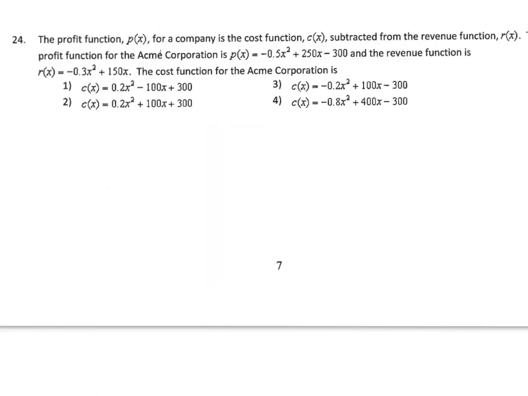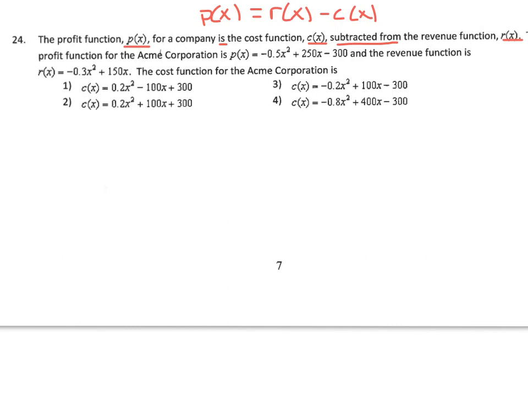All right, number 24. The profit function, P of x, for a company is the cost function, C of x, subtracted from the revenue function, R of x. So let me just see what that says. P of x equals C of x subtracted from R of x. So if you're subtracting C of x from R of x, we're going to take R of x and subtract C of x from it. Okay, so let's use that equation and see what we need to do.